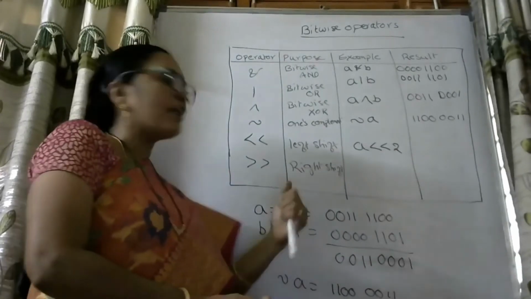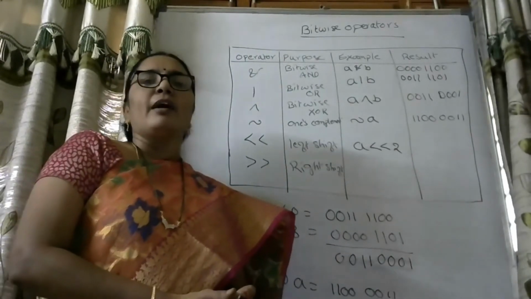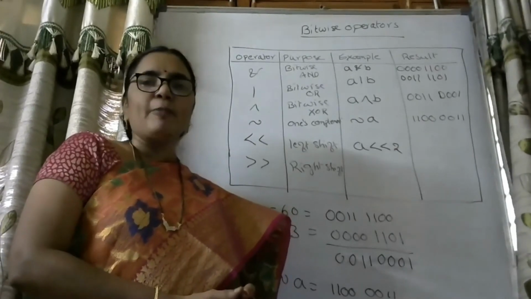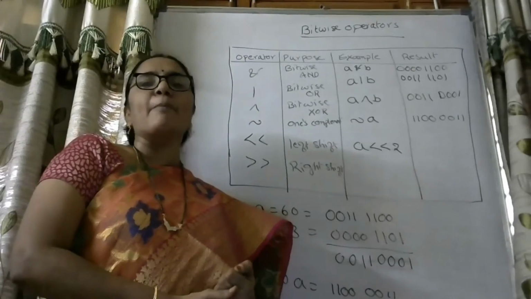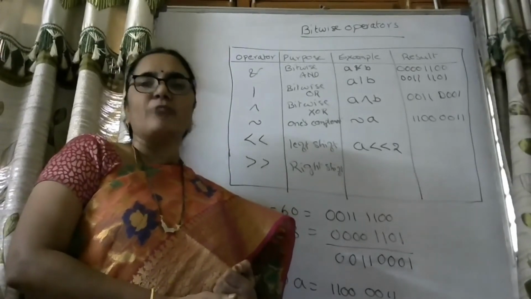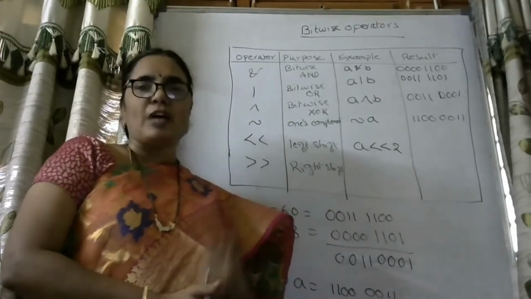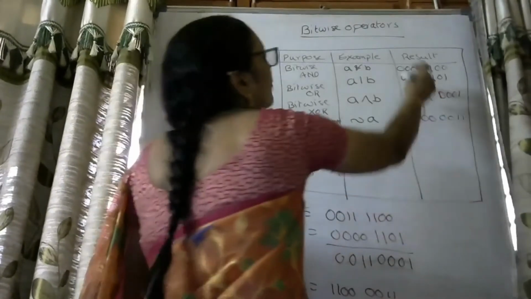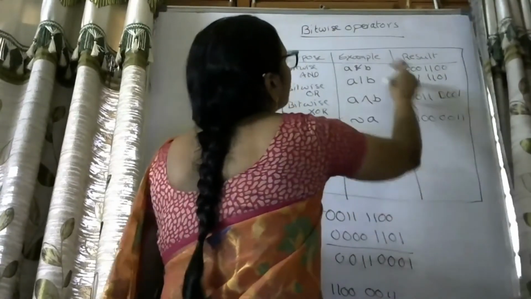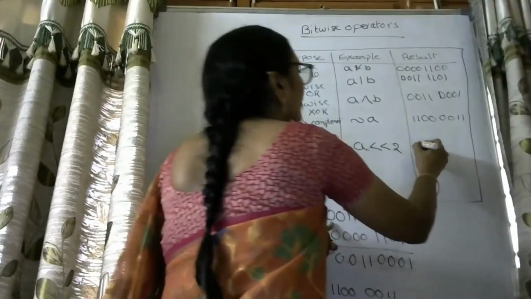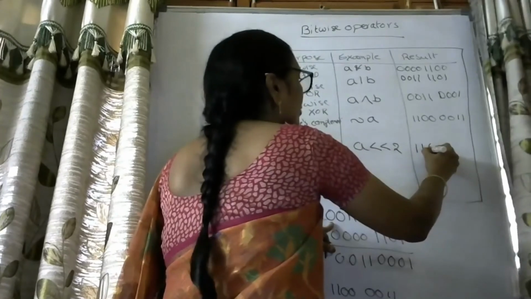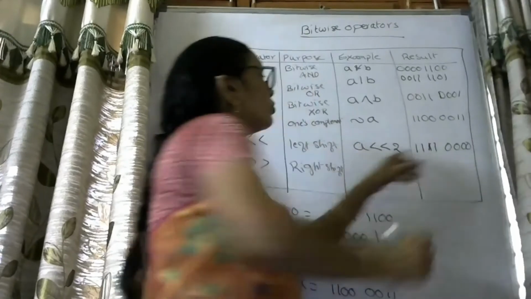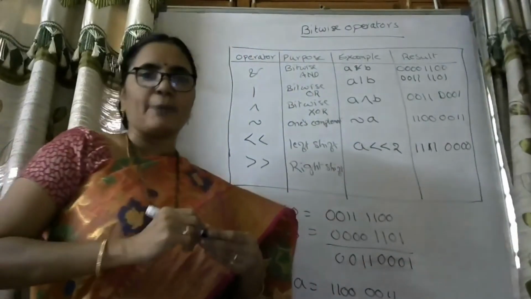Initially I am taking A value as 60. If I do the left shift once, its value becomes 120. Again the same 120 number is shifted left once, so it will become 240. So here when I try to shift this number, it will be 1, 1, 1, 1, 0, 0, 0, 0, whose value is equal to 240.